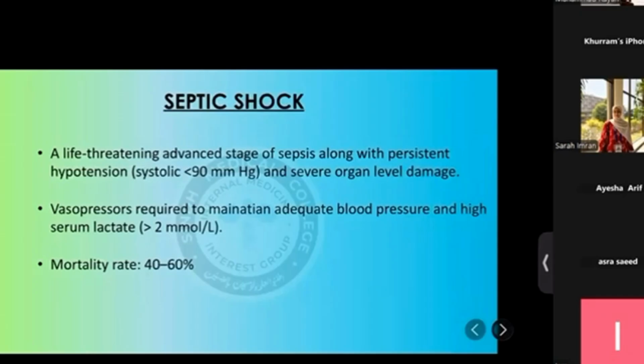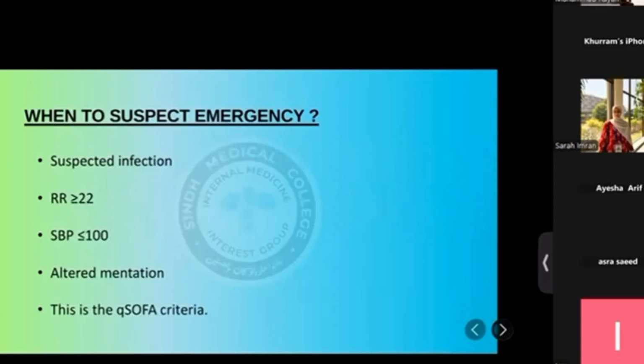So if a patient has a lactate level greater than 2 millimole per liter, this is the best and most evident sign of septic shock. You will start with vasopressors and try to improve the blood pressure of the patient. We have to be quick in this, because the mortality rate in such septic shock will jump up to 40 to 60%.